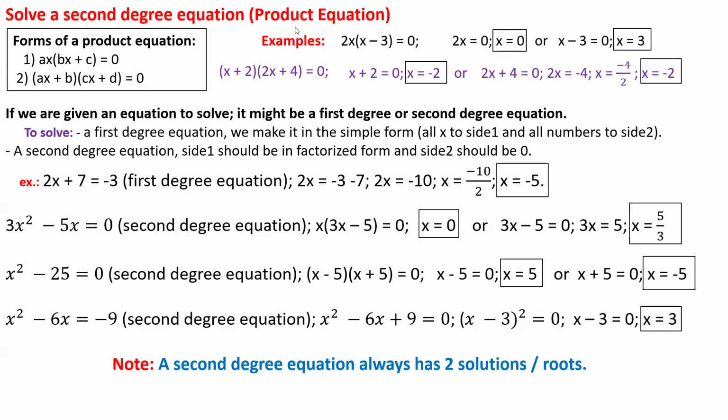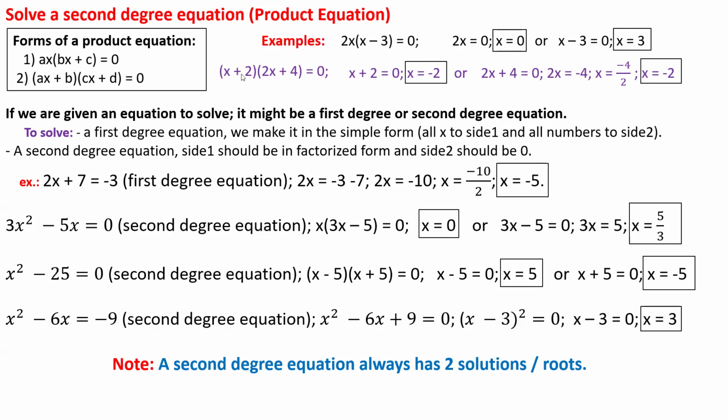Examples. On the first one, for example, if we have 2x into x minus 3 is equal to 0, then 2x is equal to 0, so x is equal to 0. This is a special solution. And x minus 3 is equal to 0. We take minus 3 to side 2, then x is equal to 3. So it has two solutions, x equals 0 and x equals 3.